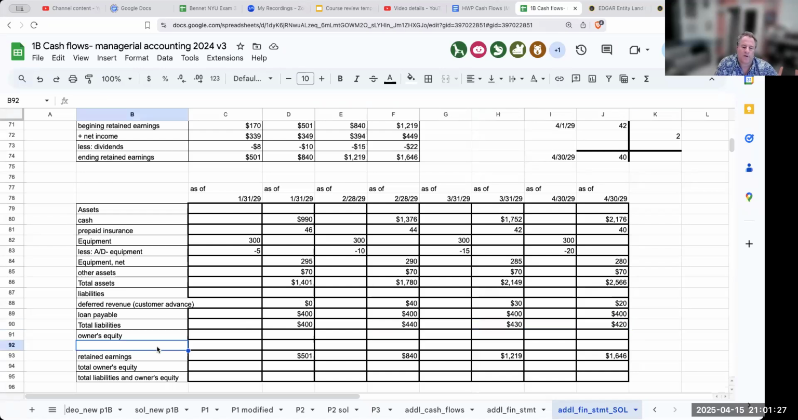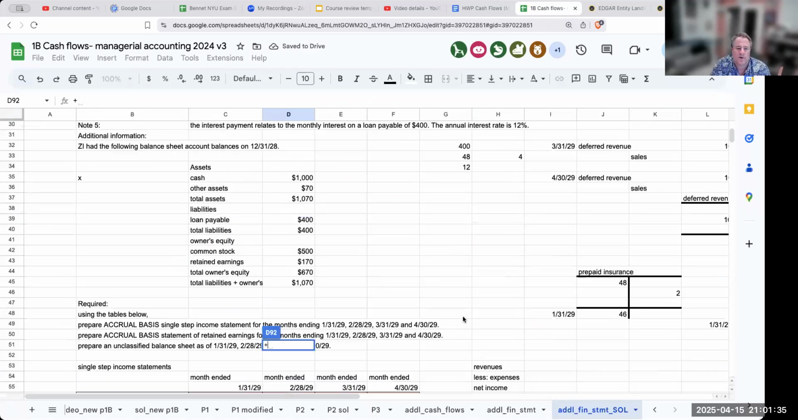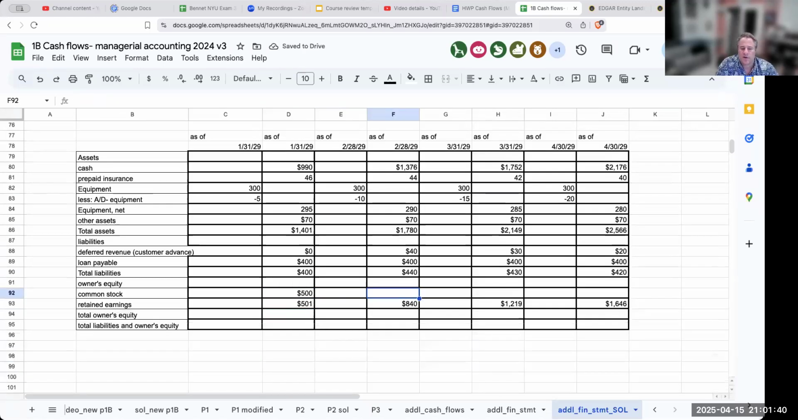So in terms of my other component of owner's equity, I'm going to have common stock. My common stock was right over here at 500. So over here, I've got common stock for every single month, hasn't changed. The balance is just carrying over. My total owner's equity is going to be 1,001. This is going to be 1,340. This is going to be 1,719. And this is going to be 2,146.